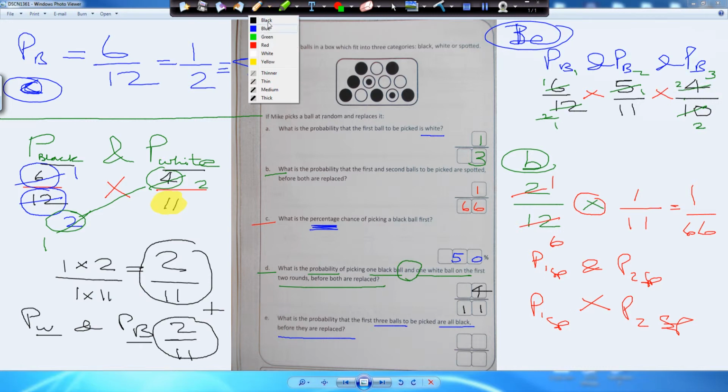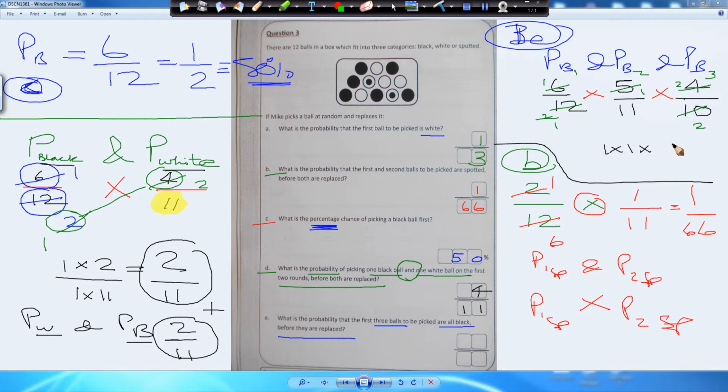Let's see what we got. So 1 times 1 times 2. On the bottom we got 1 times 11 times 2. Can these 2's cancel off here? Yeah, cancel these 2's off here as well. So 1 times 1 is 1, 1 times 11 is 11. So what do we have over here? 1 over 11.